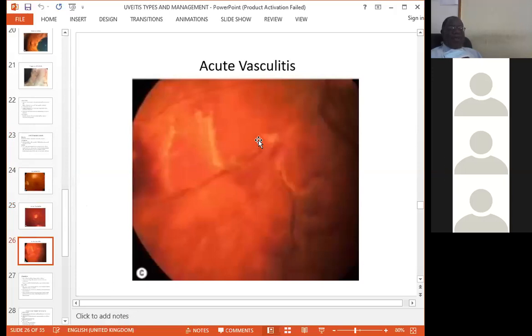Vasculitis along the blood vessels. You can see exudates along the blood vessel. This is where the blood vessel is. See this white stuff on either side. See the white stuff along the blood vessels on either side. It's not inside, it's outside. But it's because the blood vessels are inflamed. And that's what you get, acute vasculitis.